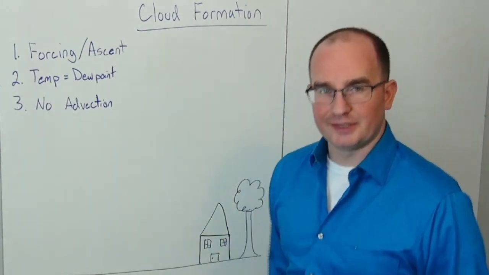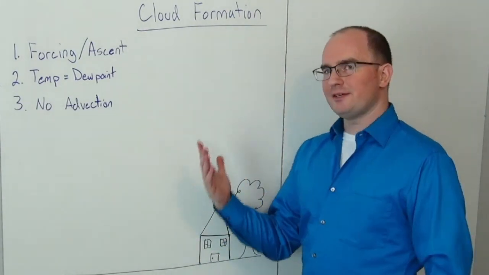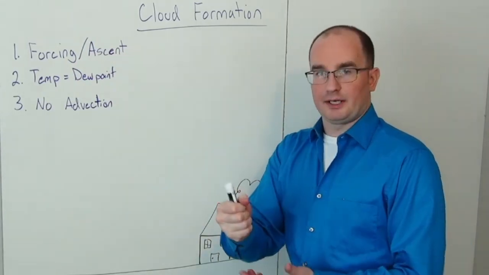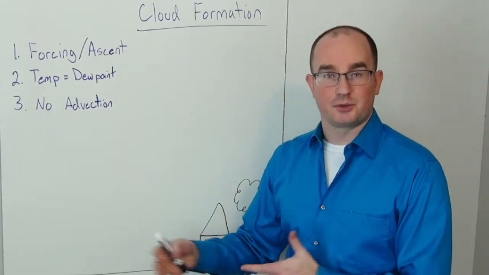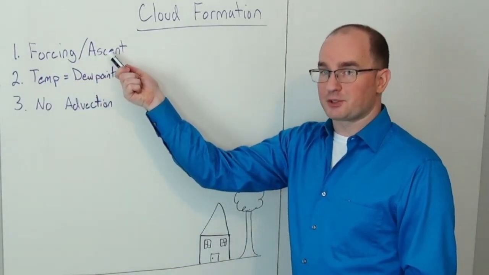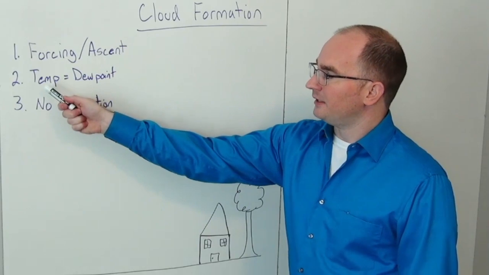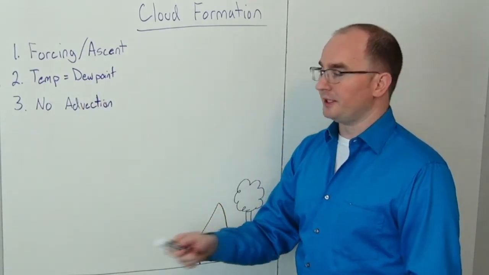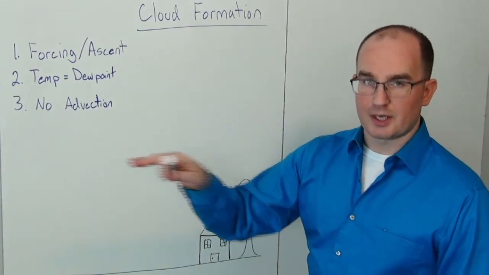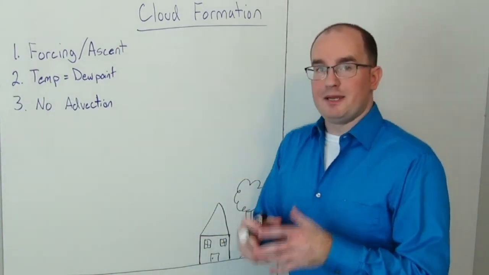How the heck do we even get a cloud to begin with? Well, it takes three things. It takes forcing or ascent, and that's basically putting air where it doesn't necessarily naturally want to go, or conversely, moving air naturally where it wants to go. The temperature must equal the dew point, and we can't have any advection of any other kind of drier air into where we are making that cloud.